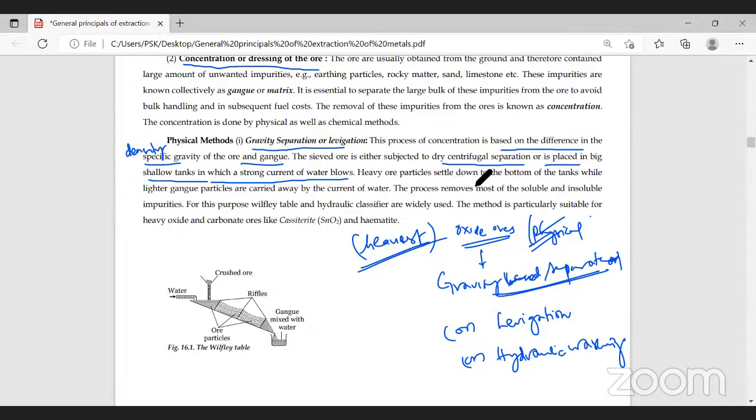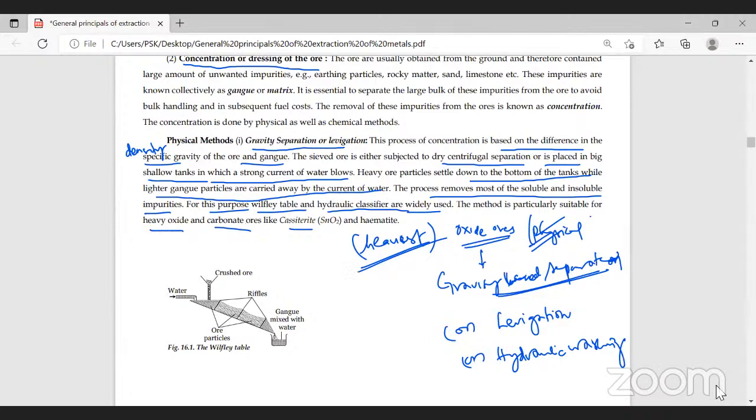Heavy ore particles settle down at the bottom of the tank, while lighter gangue particles are carried away by the current of water. The process removes most of the soluble and insoluble impurities. For this purpose, Wilfley table and hydraulic classifier are widely used. This method is suitable for heavy oxide and carbonate ores like cassiterite and hematite.